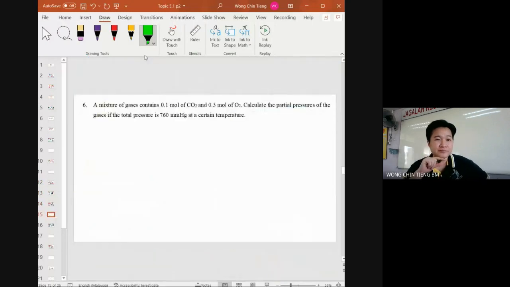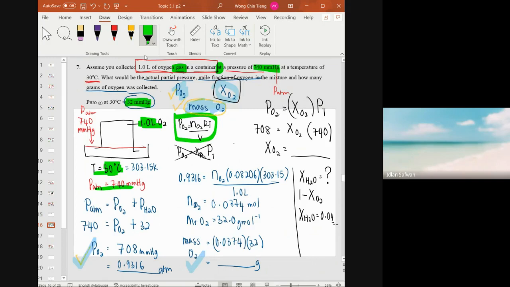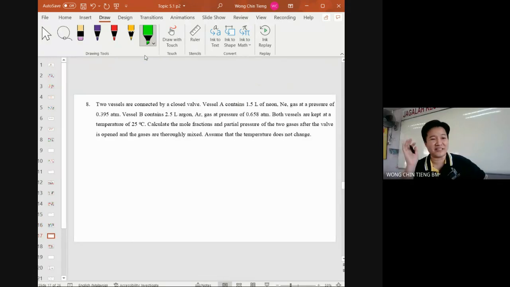Soalan 6. Sama. Oh, nasib baik yang sama soalan senang. Itulah sama, sorry. Soalan ni tak ada siapa nak tanya?